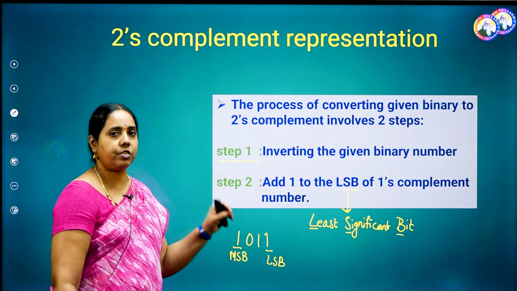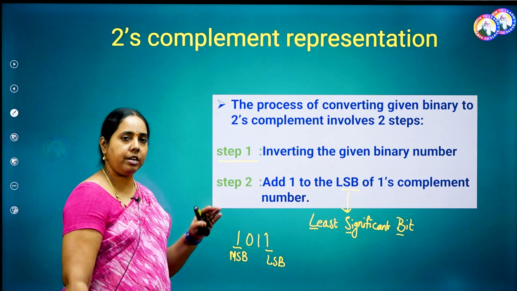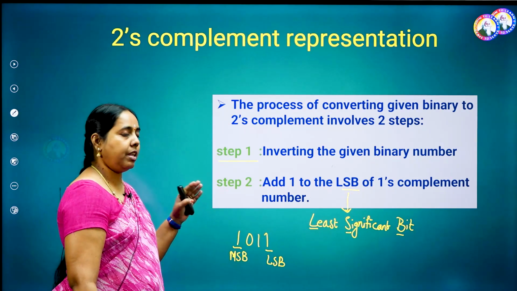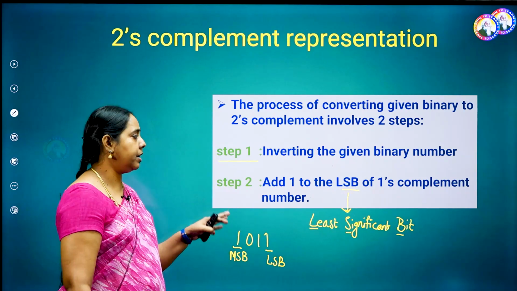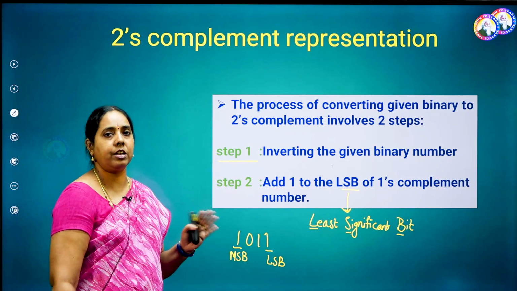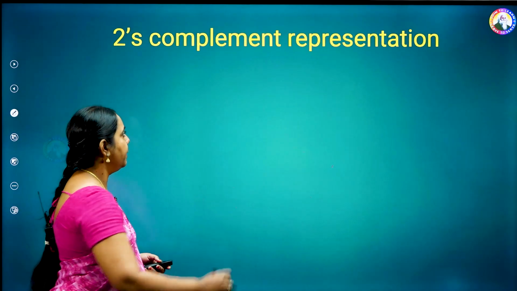So the steps that we need to follow in order to convert to a 2's complement number: the first step is to invert the given binary number to the inverted binary number, which is called the 1's complement number. To that 1's complement number, we need to add 1, and that gives the 2's complement representation. Let us see one example.